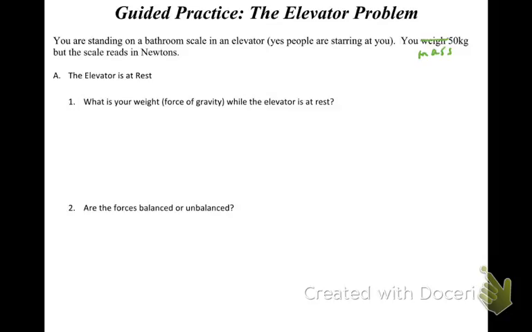So our first scenario, the elevator is at rest. You're standing in the elevator, you just got in there, you put the scale down, you stand on the scale, and the elevator hasn't moved yet. So what is our weight or our force of gravity? Well, the elevator is at rest, so pretty simple. We do Fg equals mg.